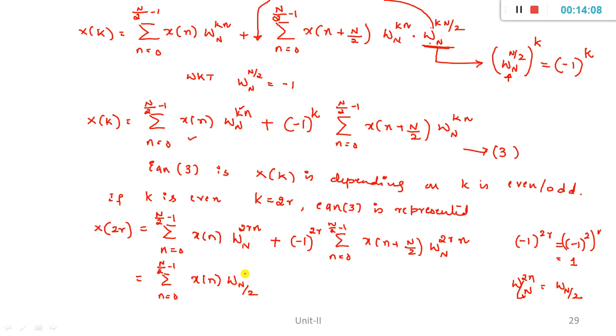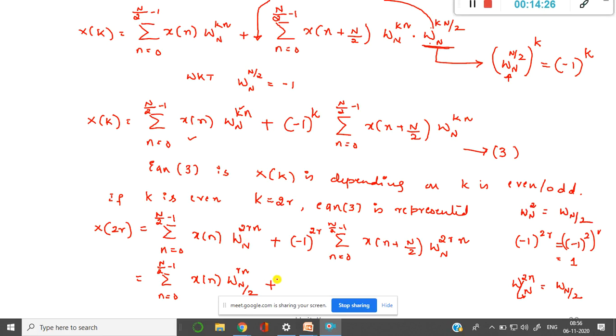So it is not W_N to the power of 2. I make it as N by 2 point DFT, r into n plus. So I'll keep it as it is. Now minus 1 whole to the power of 2r is nothing but 1 itself. So that I'll ignore here. So let me erase this. This is not required. Okay.